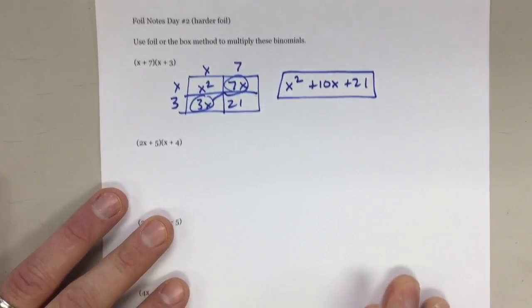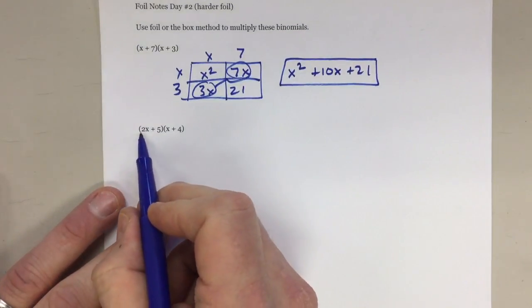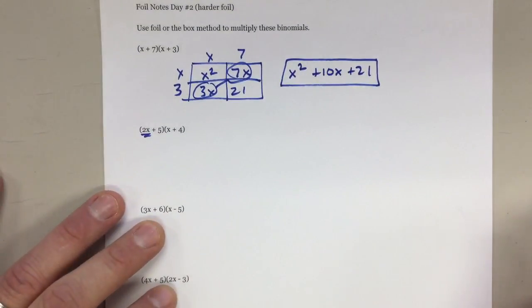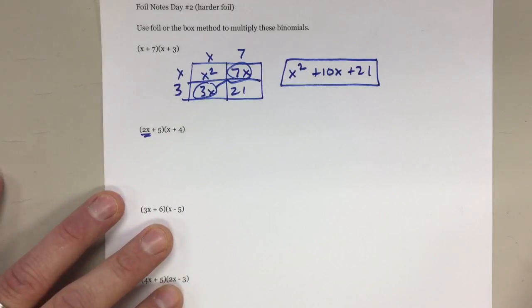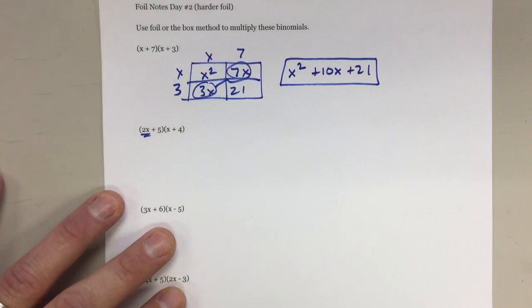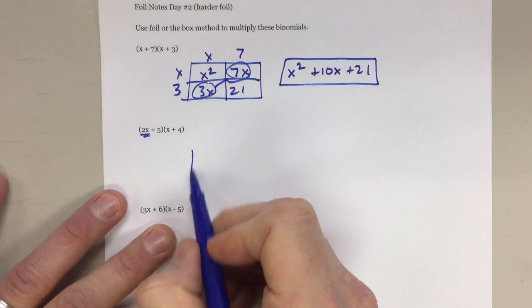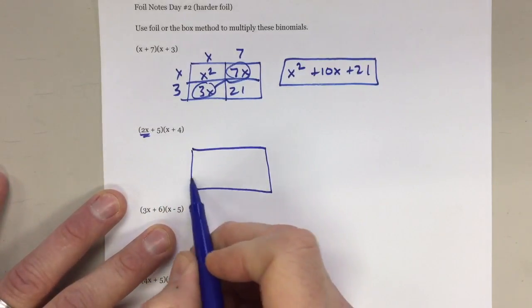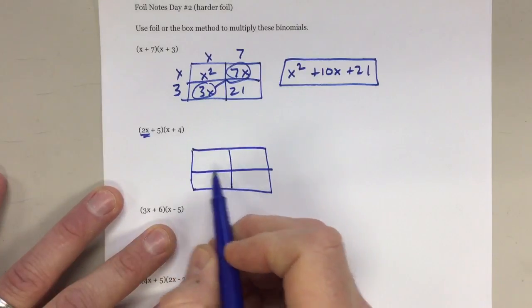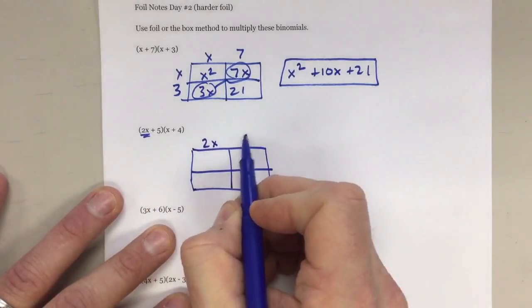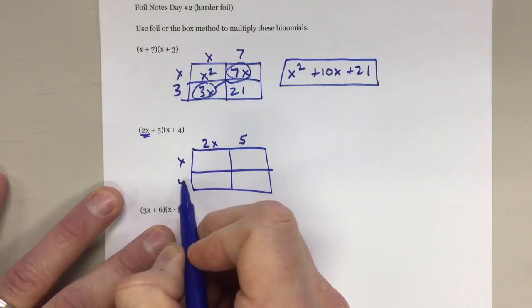Okay. Today, we're going to look at some problems where it's not just x at the beginning of the binomial, or there might be like a 2x in this case. You basically do the same thing as before. Okay, so 2x plus 5 could go on the top of the box, x and 4 on the bottom.